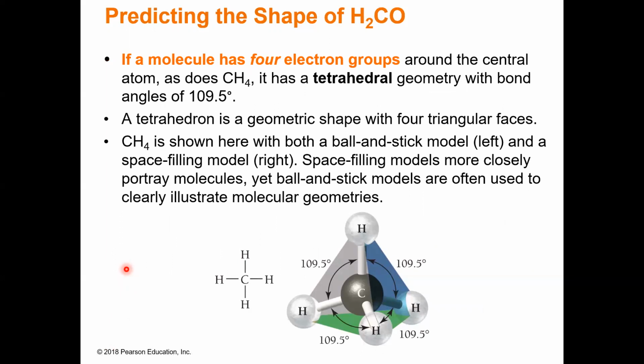Now let's see if we have a structure that ends up having 4 electron groups. So if we were to draw out the structure for CH4, by the way, this is a typo, this should say CH4. If we draw out the Lewis structure for it, which we did in the first video, we see that the Lewis structure looks like this, and we have 1, 2, 3, 4 electron domains around the central atom.